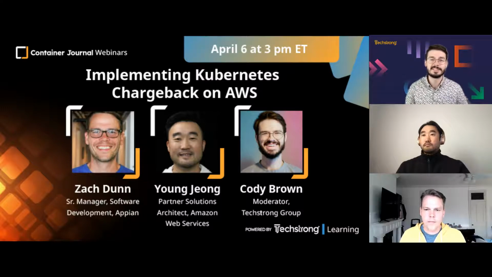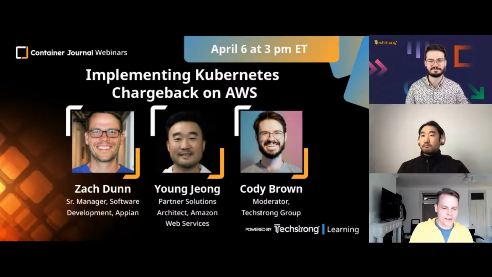So today we'll be discussing implementing Kubernetes Chargeback on AWS, and I'm joined today by Zach Dunn, Senior Manager in Software Development at Appian, and Young Jung, Partner Solutions Architect at Amazon Web Services. Zach and Young, thank you both so much for being here with me, but why don't we have both of you introduce yourselves a little bit more? So Zach, you want to get us started?